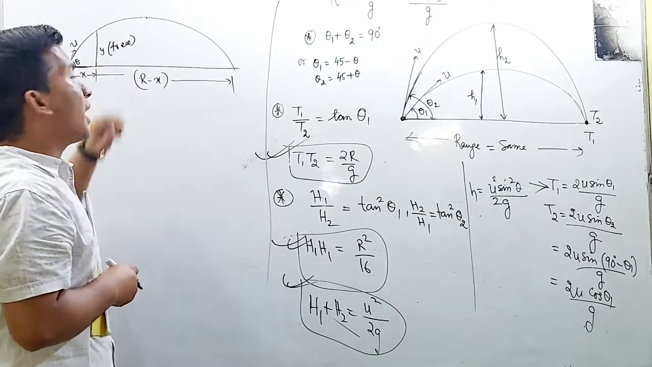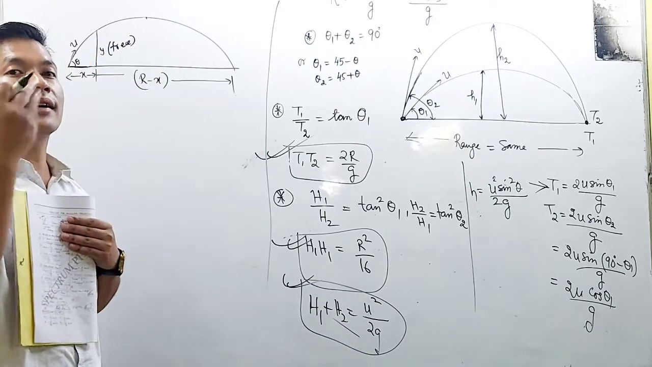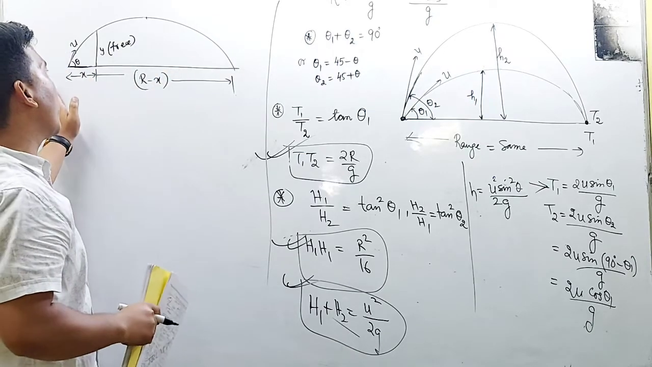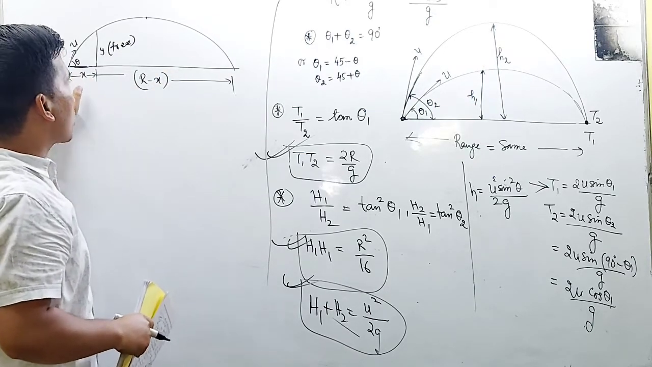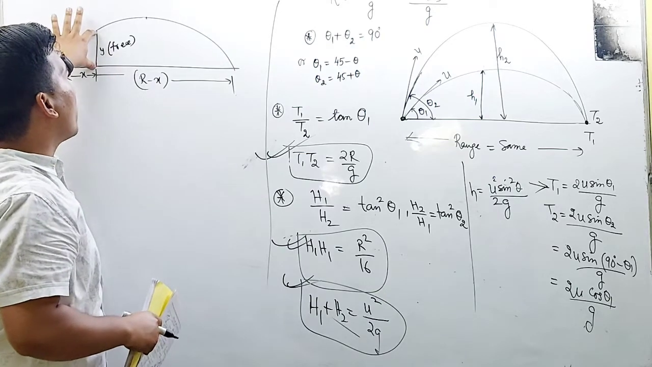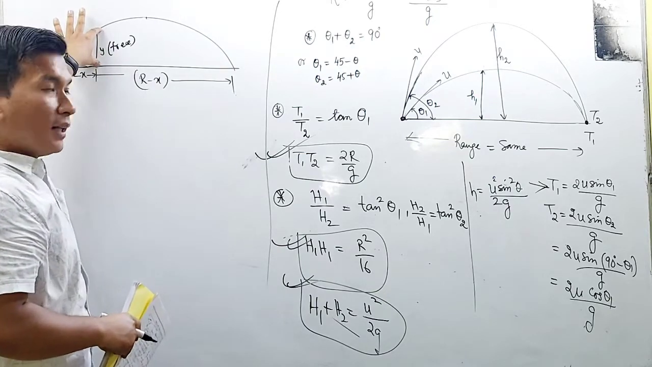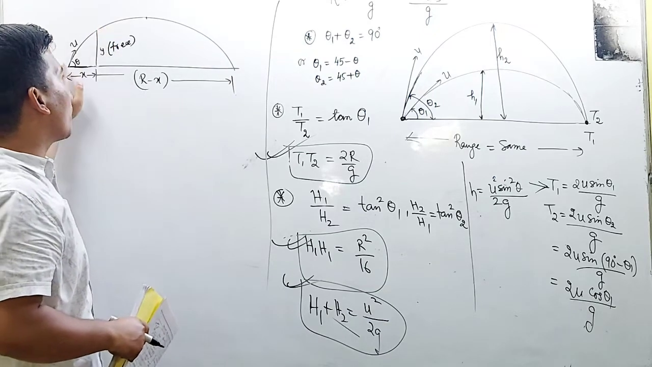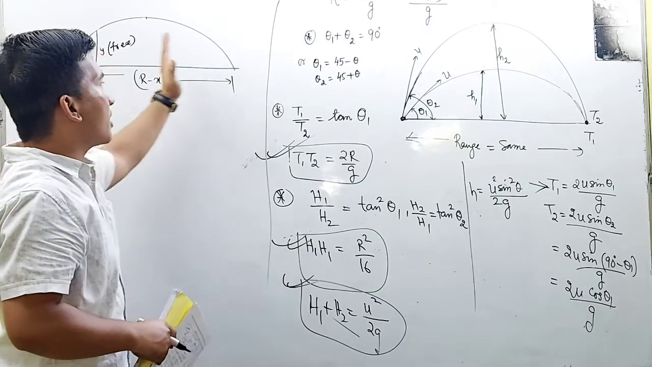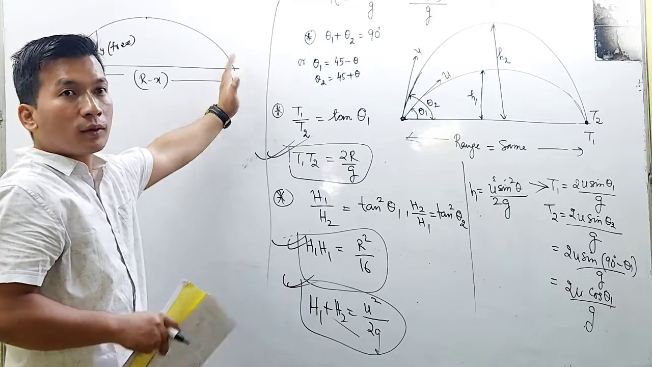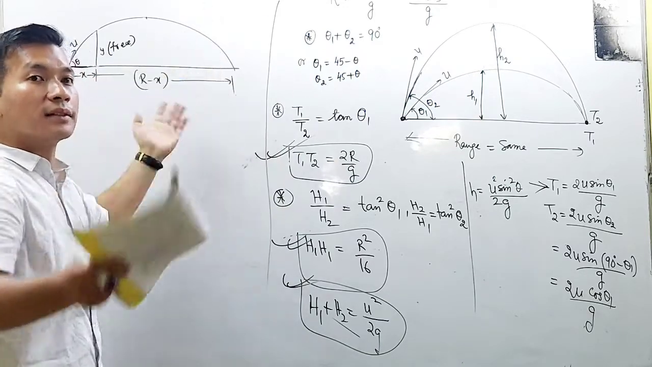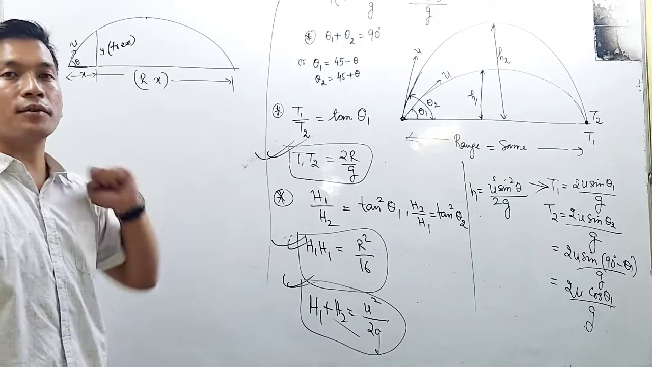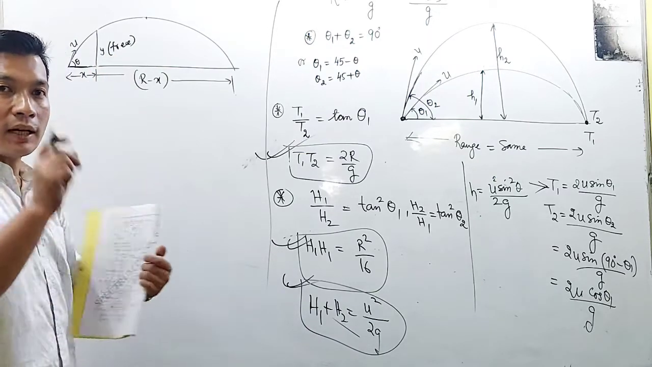What will be the height of the tree? The stone just passes the maximum height of the tree, and this tree is at a distance x from the point of projection and R minus x from the striking point on the other side. What must be the height of the tree? That is the question.